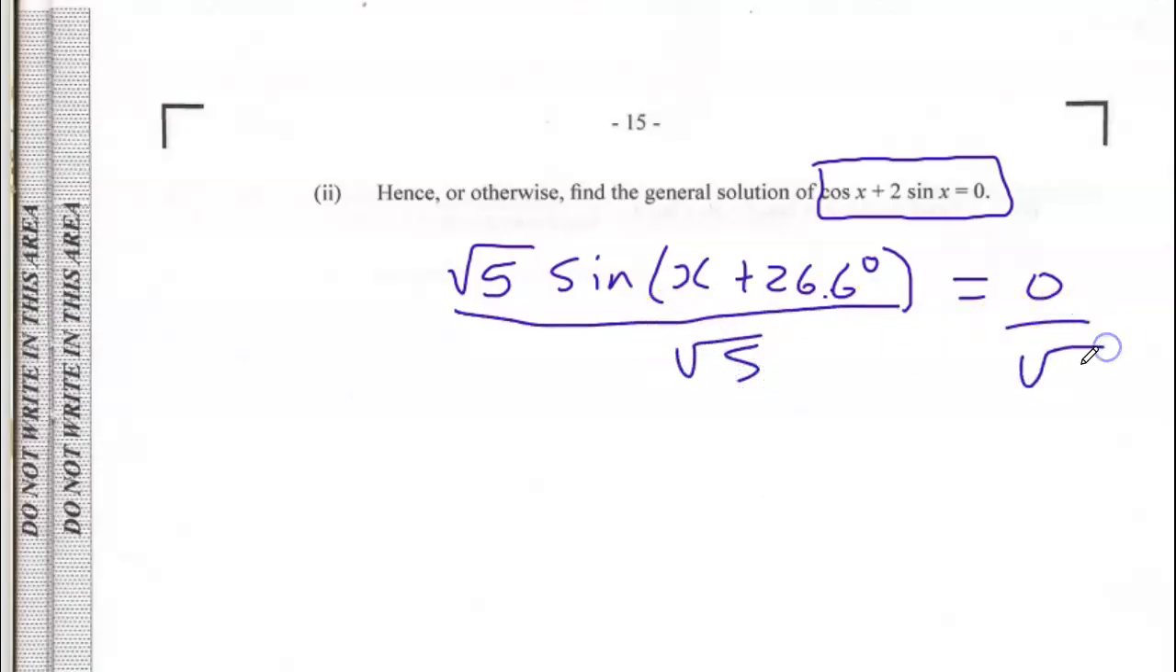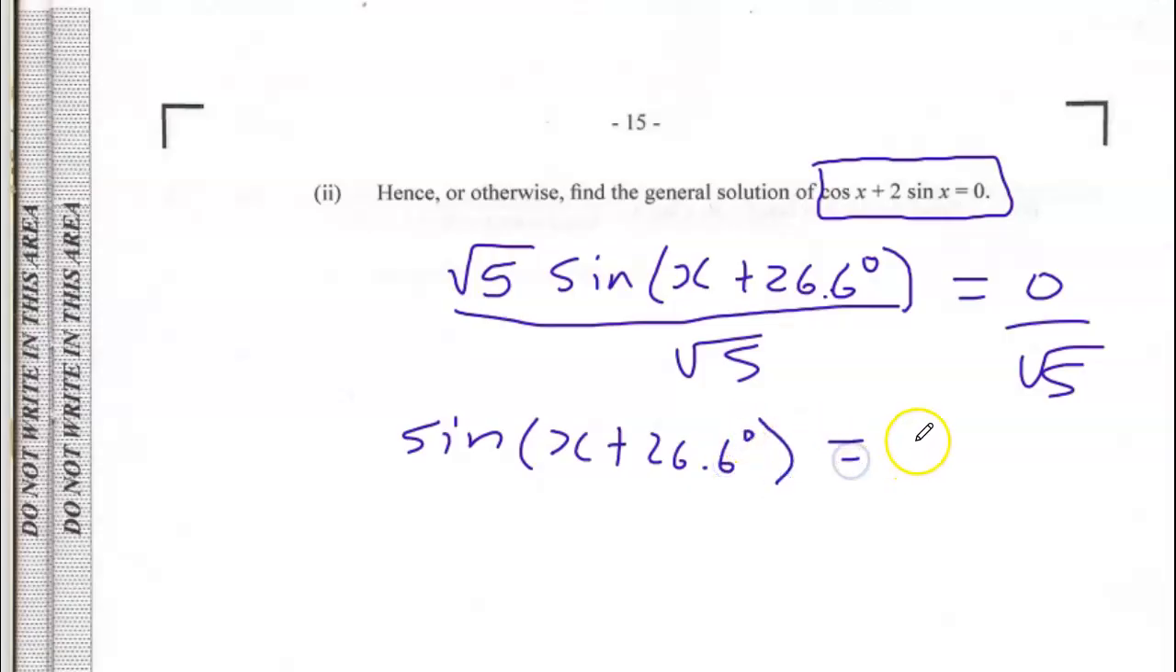Divide both sides by root 5. Root 5 cancels root 5. Zero divided by root 5 is 0. So sin of what gives you 0? I want the general solution. So sin of general solution would be what now? N pi, or we can use 180n. So x plus 26.6 equals 180n, right? Then we subtract 26.6 from both sides. So x equals 180n minus 26.6.